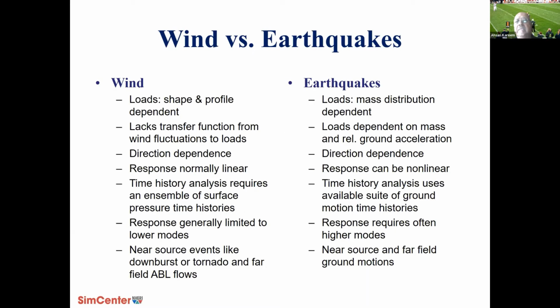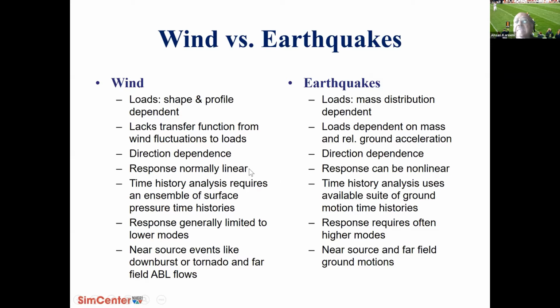I made this list; you can read it in more detail at your leisure. What I'm saying is that wind loads depend on the shape and profile of the structure, whereas an earthquake mostly depends on mass distribution. Two buildings with the same mass distribution but totally different shapes can have very similar response, but not in the case of wind. We lack a transfer function from wind fluctuations to the load, but in the case of earthquakes, it's the mass times relative acceleration. Both are direction dependent.